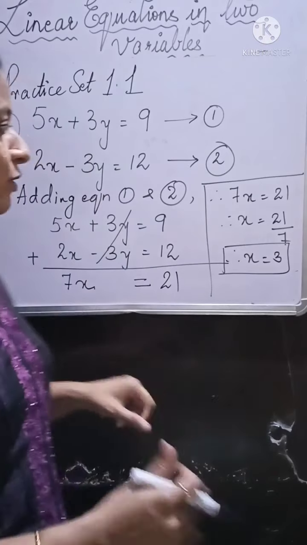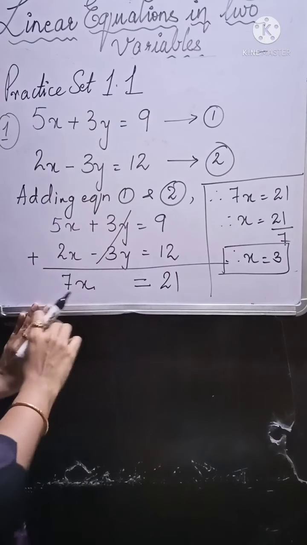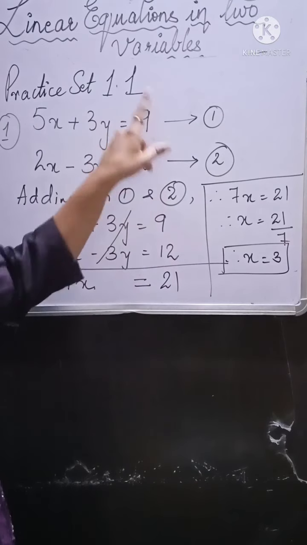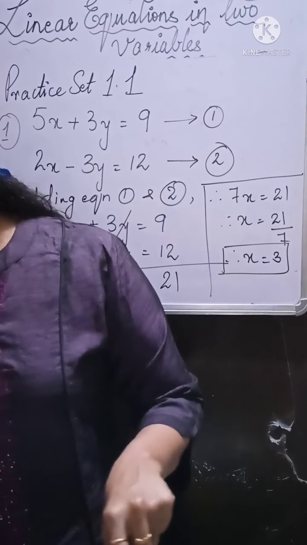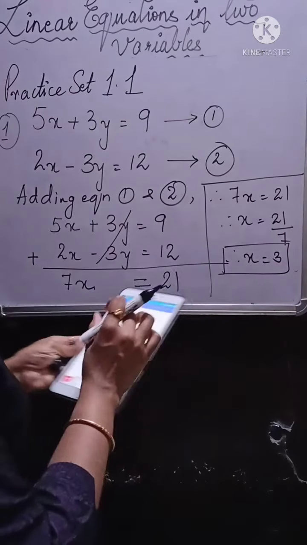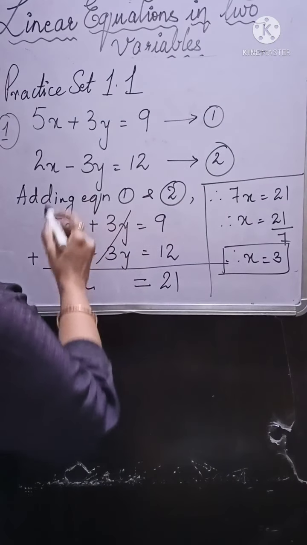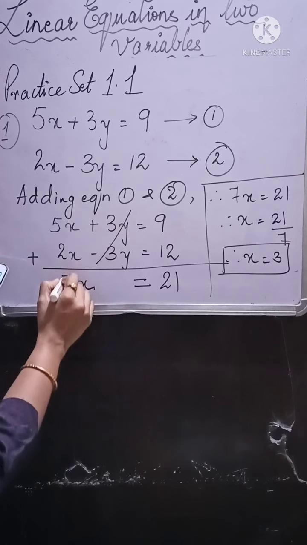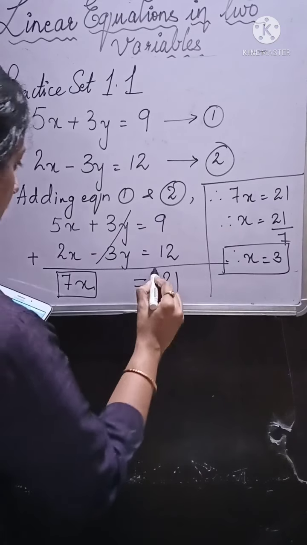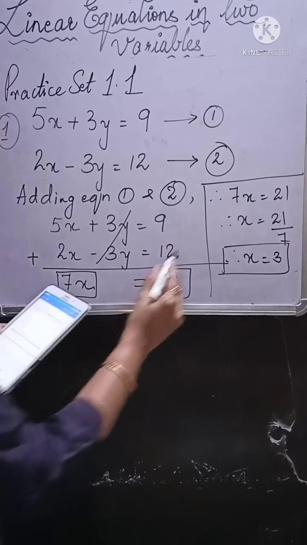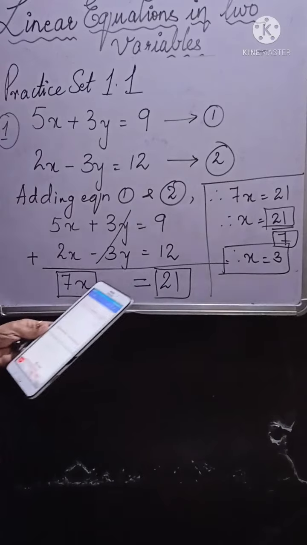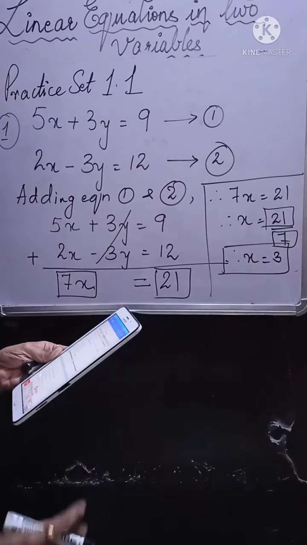Okay. Now can you get the value of the other variable y? Substituting x is equal to 3 in any one equation. Write down. See, they have asked it in the form of blanks. So wherever they have put a box, you also put a box here. Here we have to put a box. Here we have to put a box. Then x is equal to box, 21 upon 7. x is equal to 3 we got.